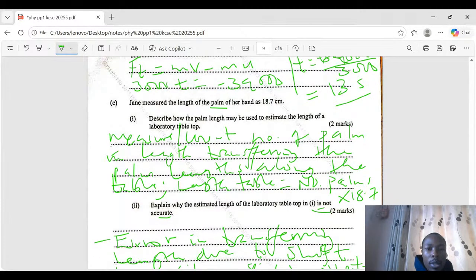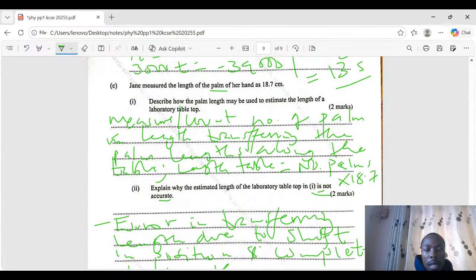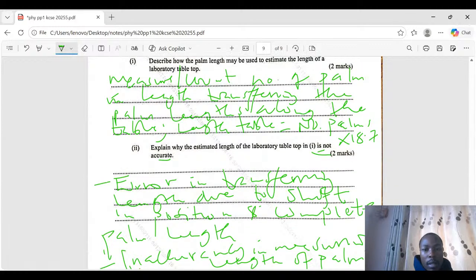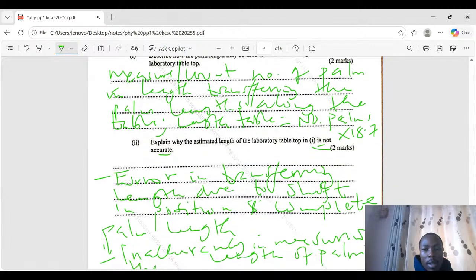Last part. Jane measured the length of the palm using her hand. You are supposed to describe how the palm length may be used to estimate the length of the laboratory table. The first thing, you count the number of palms in the length, transferring the palm length along the table. So to find the length of the table, take the number of palms multiplied by 18.7.